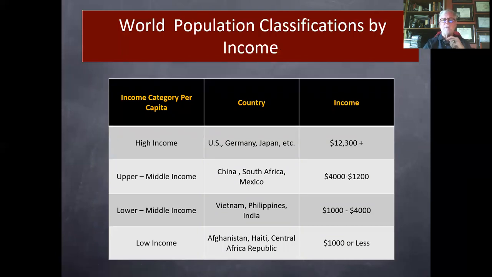These numbers over here differ a little bit. You'll find that in your research depending upon when the report was made. Even right now with COVID, the numbers are different. But again, you see the high income countries, the middle income countries, and then you go down in the poor. Of course, the United States is in here.